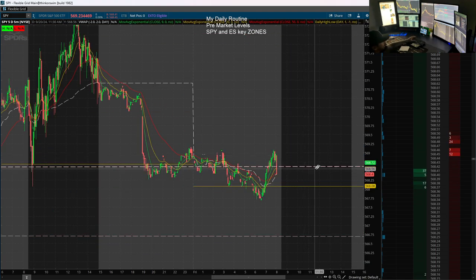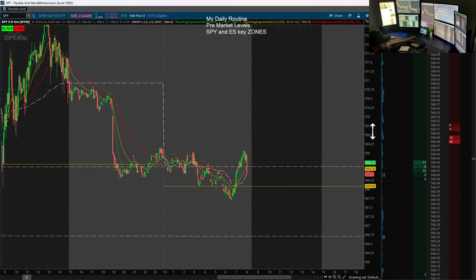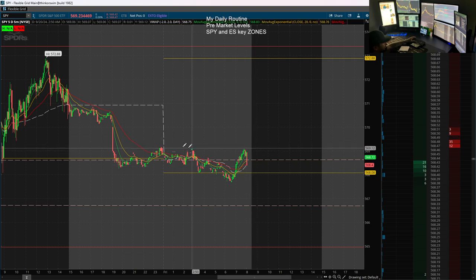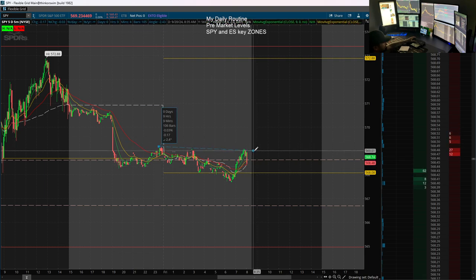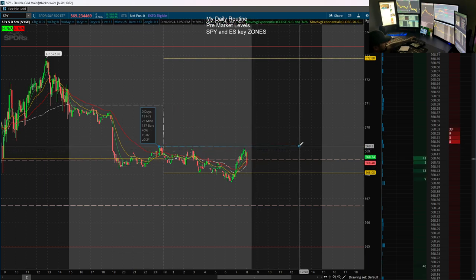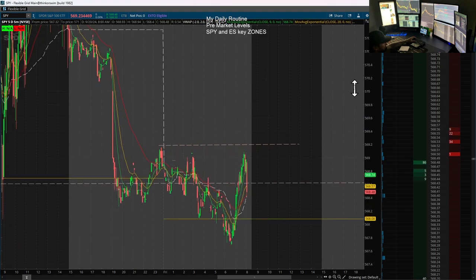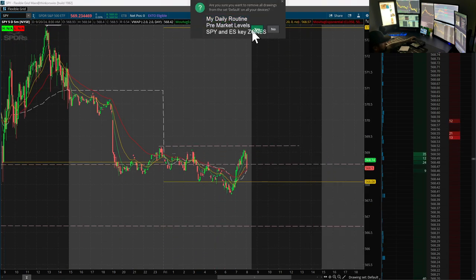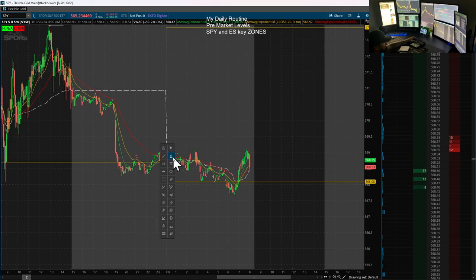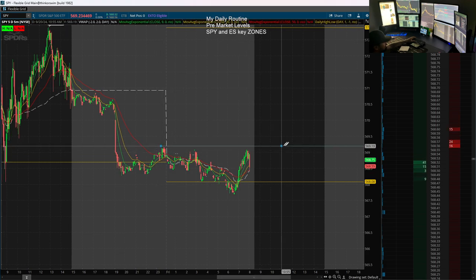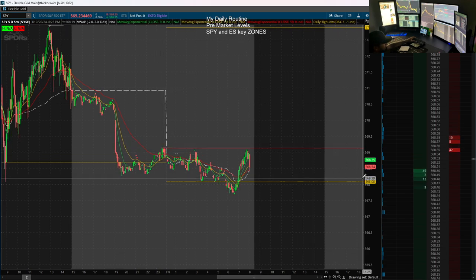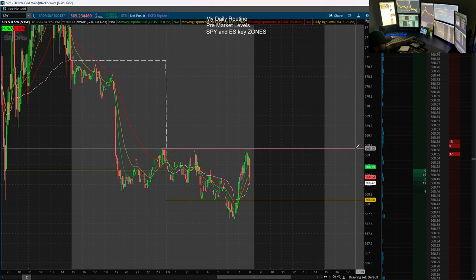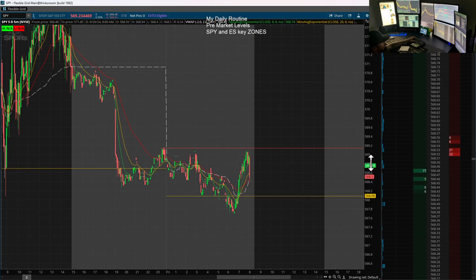Okay, so by looking at SPY, right? So there's a couple ways that we can do this. Okay, let's go ahead and clear this. I see exactly what's going on. So for the long, we want to wait for the clean break of 569.13, clean break above that.